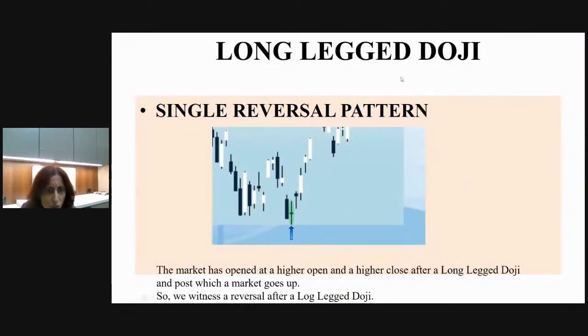Again, over here you also witness a long-legged doji. Do you see this? Again, reflecting a reversal. So as you can see, the market has opened at a higher open and a higher close after a long-legged doji, post which you can see that the market goes down. So we see again a reversal after a long-legged doji.